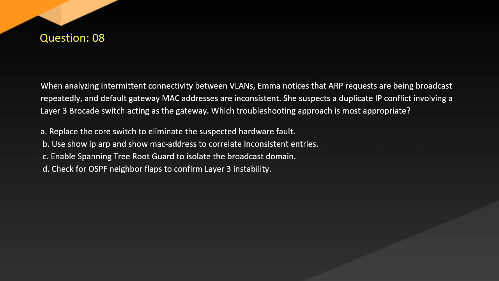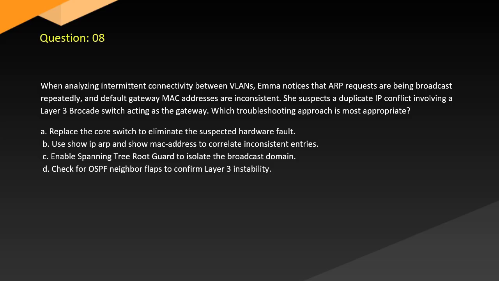Question 8. When analyzing intermittent connectivity between VLANs, Emma notices that ARP requests are being broadcast repeatedly and default gateway MAC addresses are inconsistent. She suspects a duplicate IP conflict involving a Layer 3 Brocade switch acting as the gateway. Which troubleshooting approach is most appropriate?